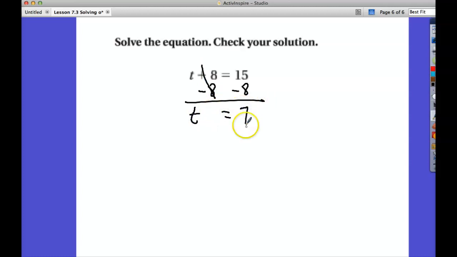So we'll substitute 7 back into our original equation for the variable and see if it makes sense. So you've got 7 plus 8 equals 15. 15 does equal 15, so it is balanced, so you have the correct answer. So this concludes our lesson on solving addition and subtraction equations.